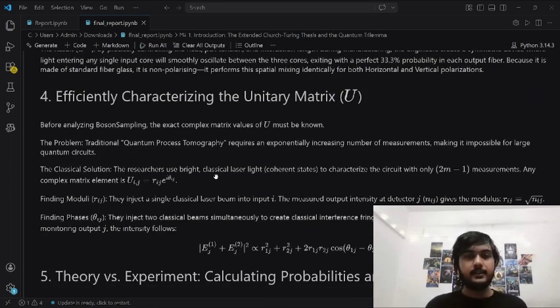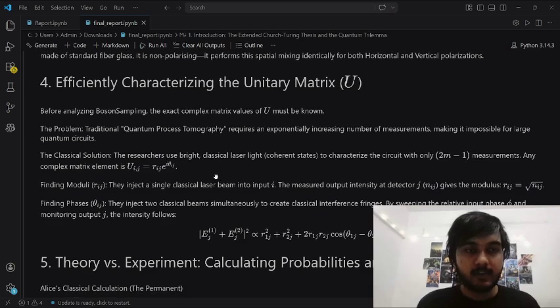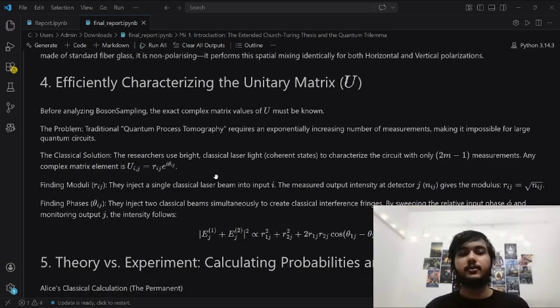Before doing this experiment, we need to know the unitary matrix values, right? Because we are making a system around it. For that, there is a traditional method, which is the quantum process tomography method, which requires an exponentially increasing number of measurements. So we have to keep repeating a lot of measurements. It's basically how traditional positron emission tomography happens. We have to take a lot of measurements, but in quantum processes this is quite inefficient.